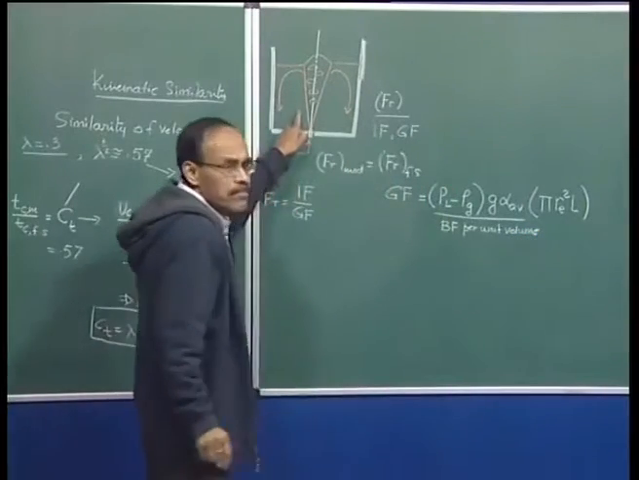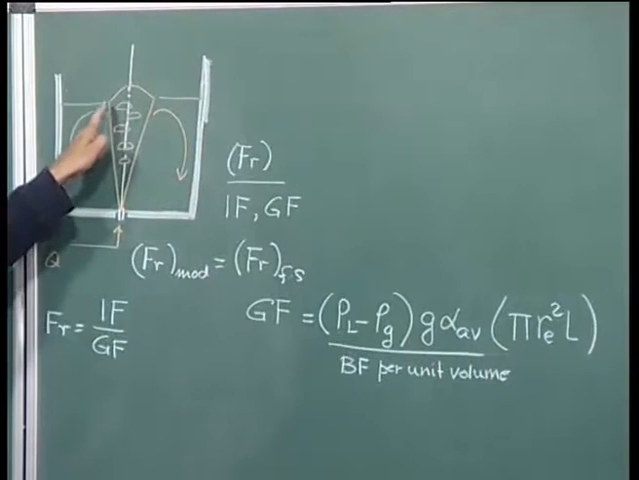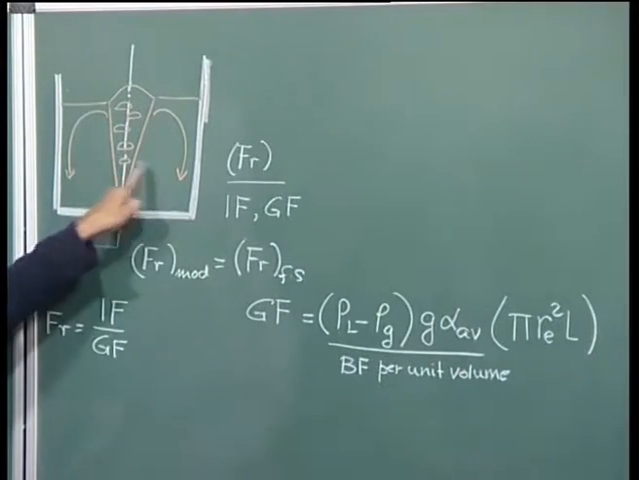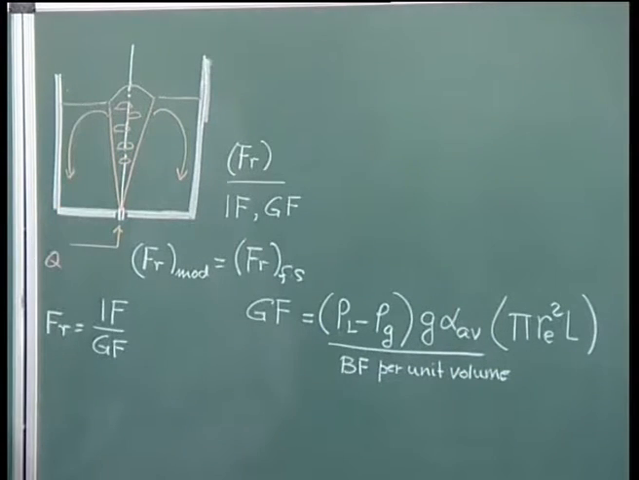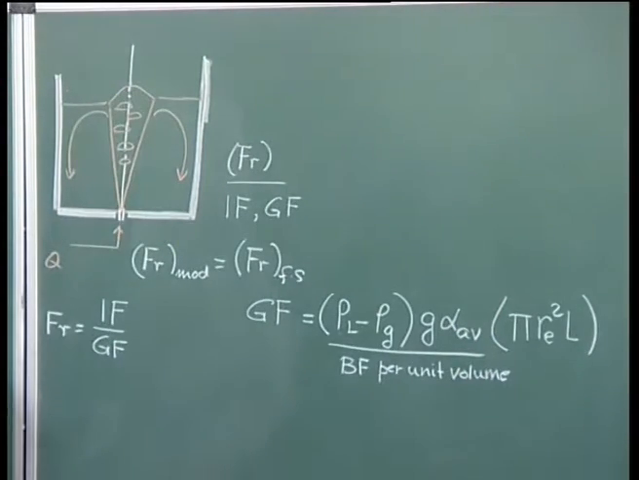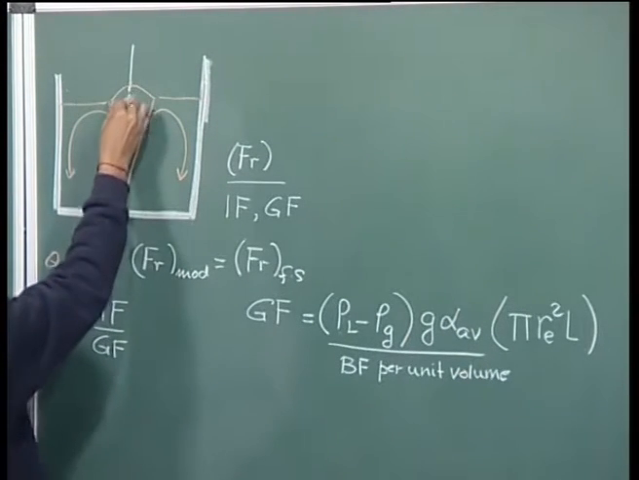In this system, where are the buoyancy forces acting? The buoyancy forces are acting only within the two-phase plume region. There is no buoyancy force here, there is no buoyancy force here. So, I am going to find out now a ratio of the inertial to gravitational forces or buoyancy forces within the plume region itself. And let me now idealize this plume in terms of an equivalent cylinder.